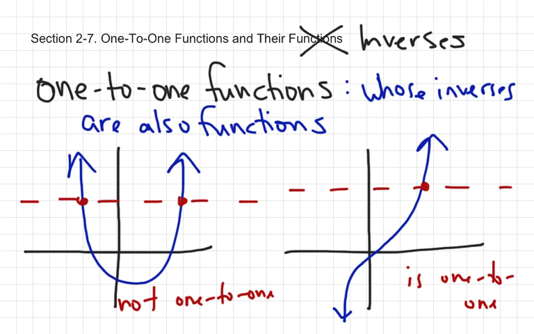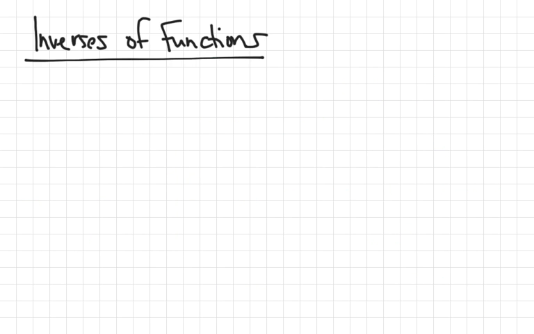So the easiest way to determine if a function is one-to-one is by graphing it and performing the horizontal line test on it. Then we talked about the inverses of functions. The way inverses work is when you have a function, you have an input, and it results in an output. Its inverse turns the output into an input.